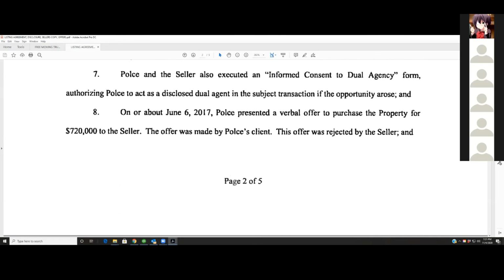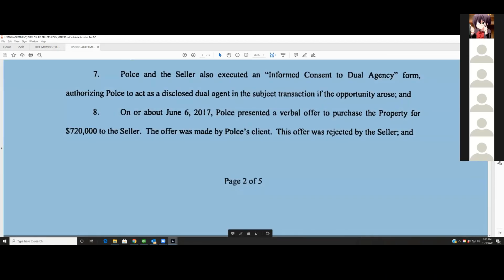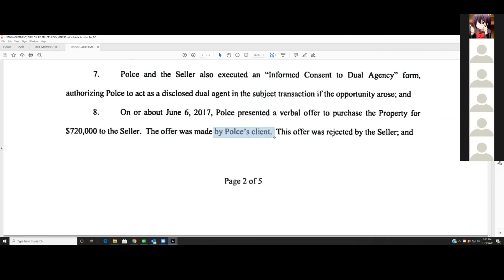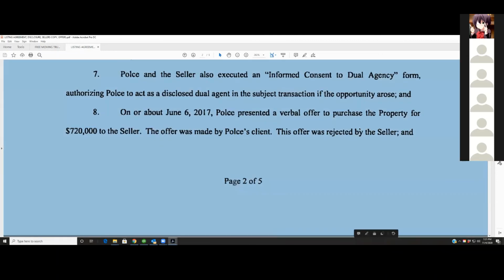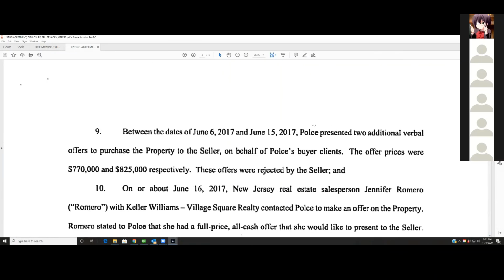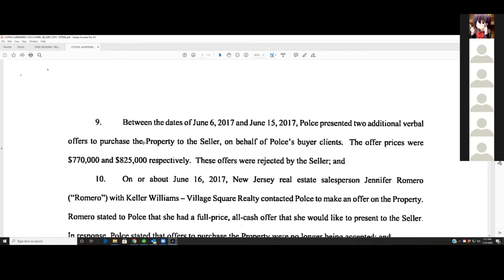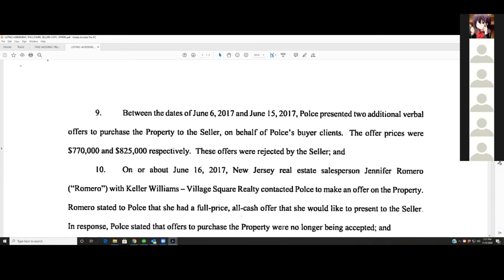He presented a verbal offer to purchase the property for $720,000 to the seller. The offer was made by basically his own client. This offer was rejected by the seller, and between June 6, 2017 and June 15, 2017, he presented 2 additional verbal offers for his own clients. The offer prices were $770,000 and $825,000 respectively.